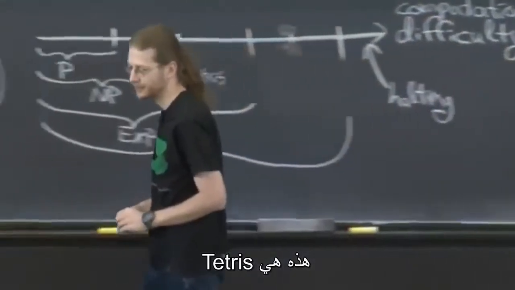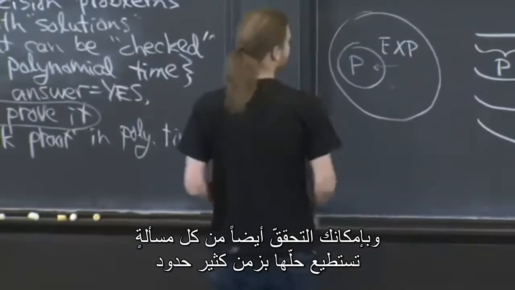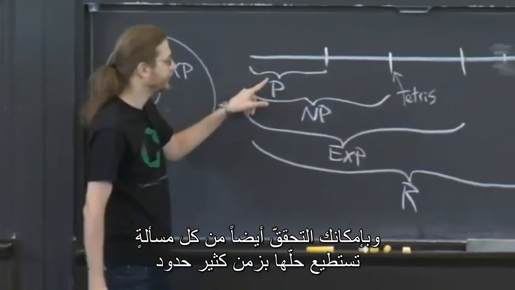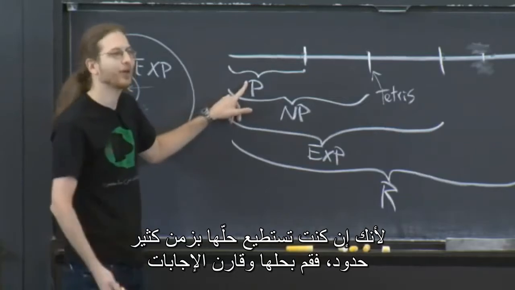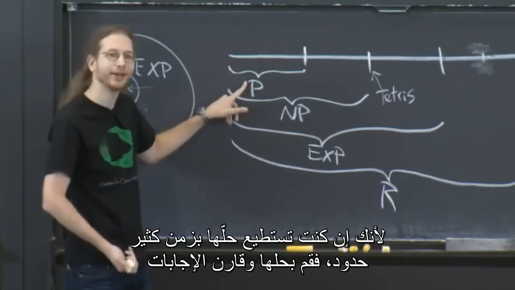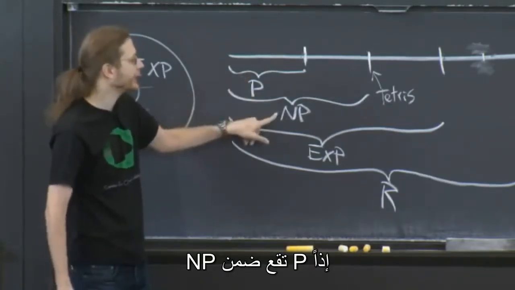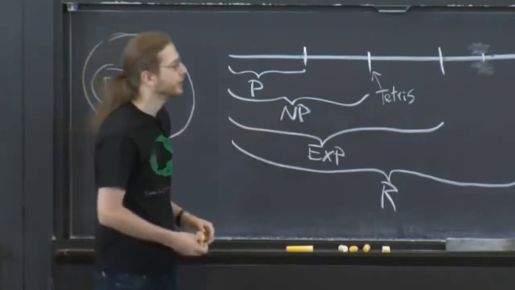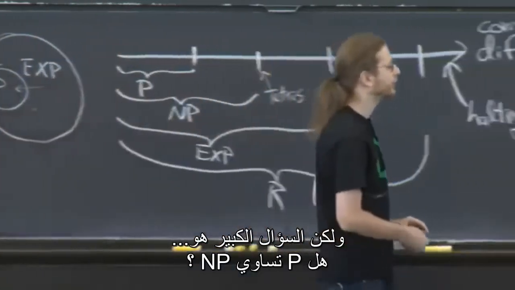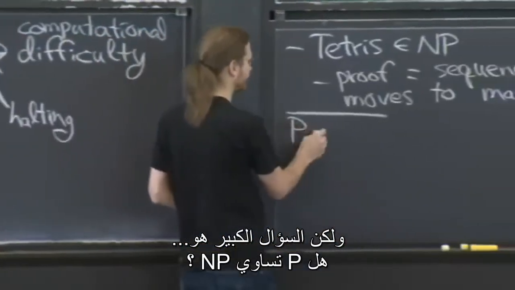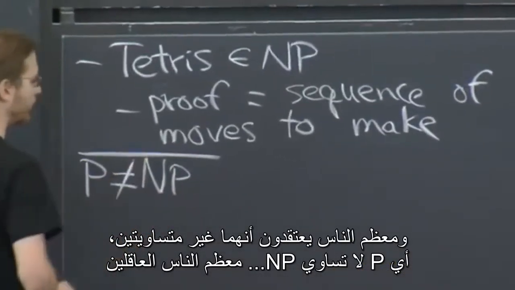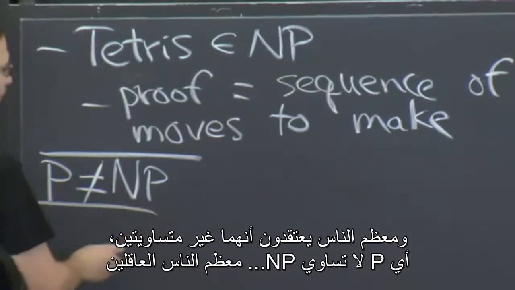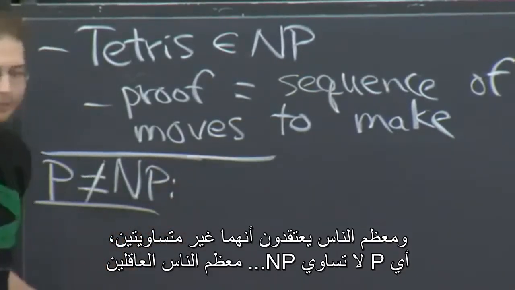That's Tetris. And every problem that you can solve in polynomial time, you can also, of course, check it. Because if you could solve it in polynomial time, you could just solve it and then see, did you get the same answer that I did? So P is inside NP. But the big question is, does P equal NP? And most people think no, P does not equal NP. Most sane people.